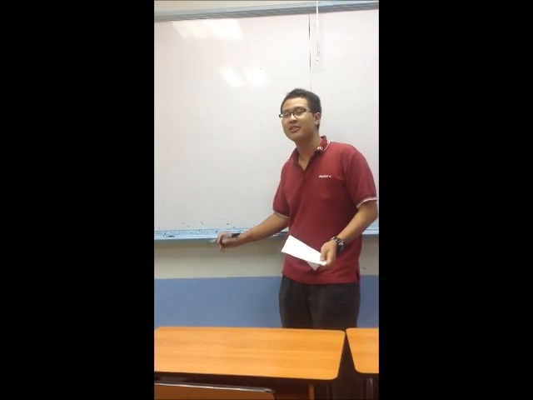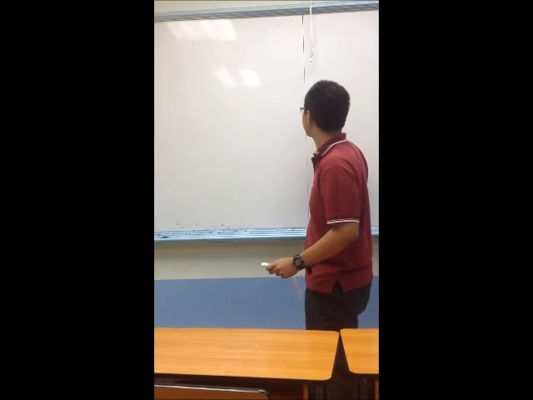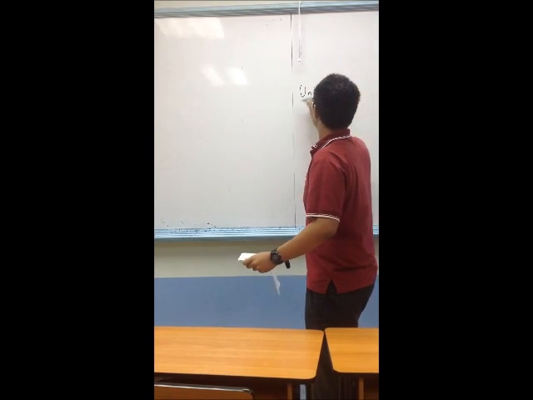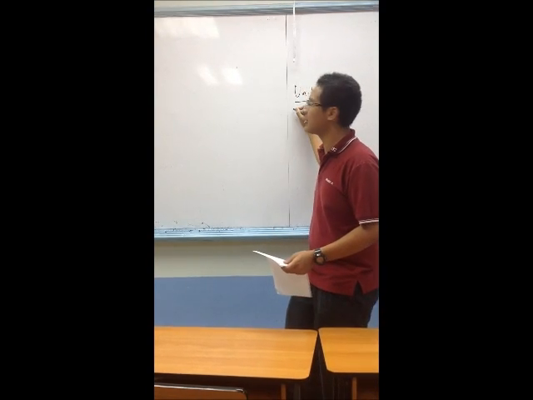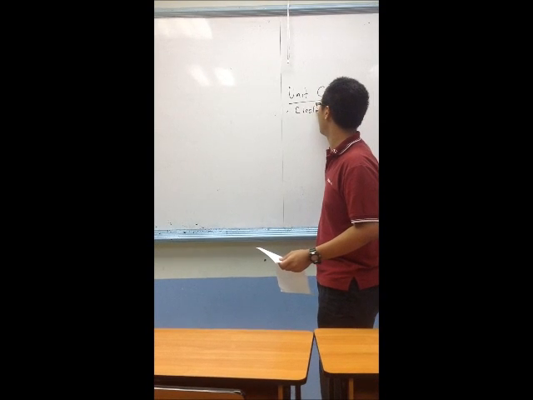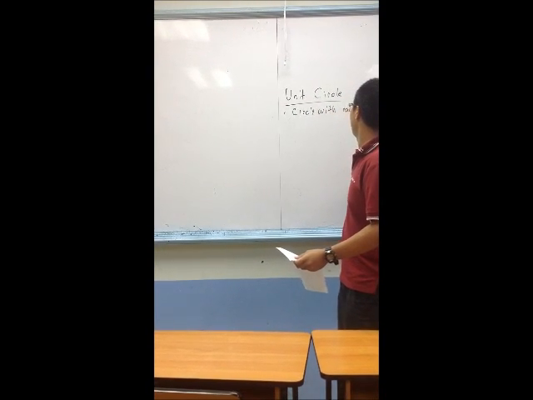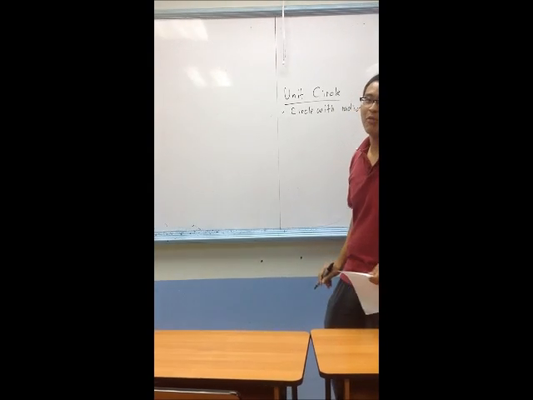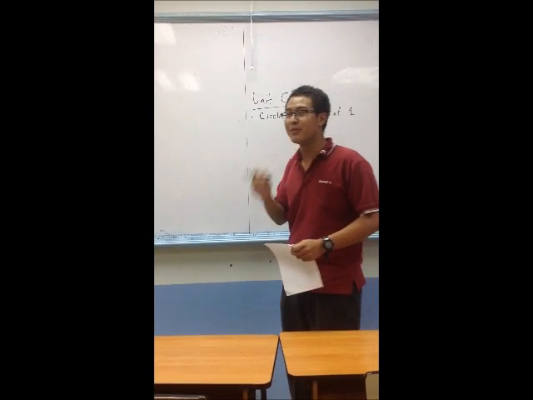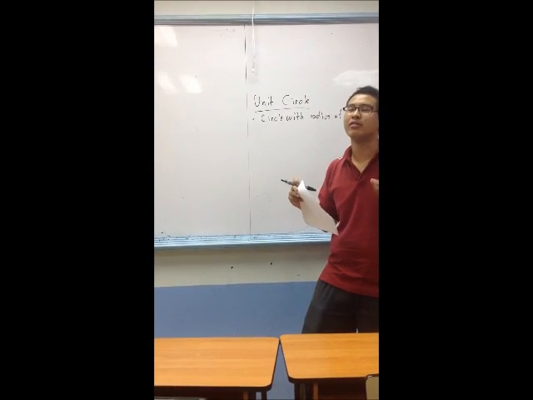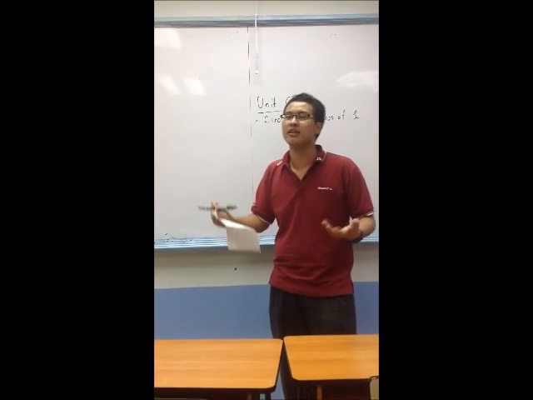Okay, so today I'm going to talk about the unit circle. So what is the unit circle? The unit circle is basically a circle with a radius of 1. And why is it so important? It's very important because it helps us find the sine and cosine of some degree easily.